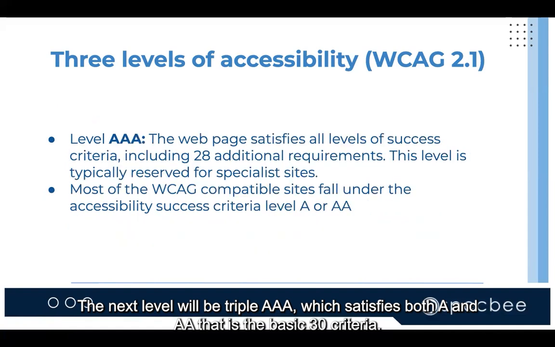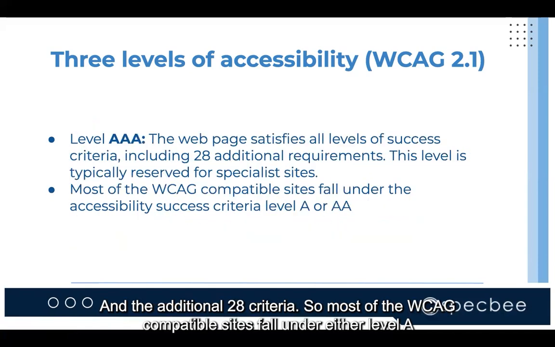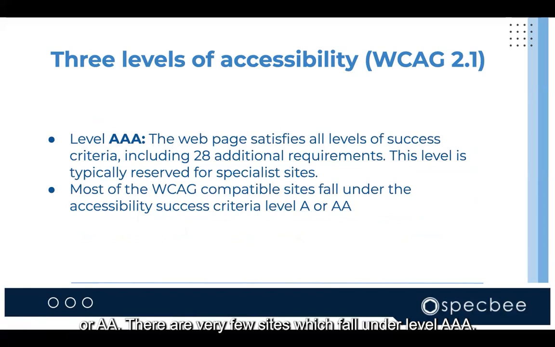The next level will be AAA, which satisfies both A and AA. That is, the basic 30 criteria and the additional 28 criteria. So most of the WCAG compatible sites fall under either level A or AA. There are very few sites which fall under level AAA.